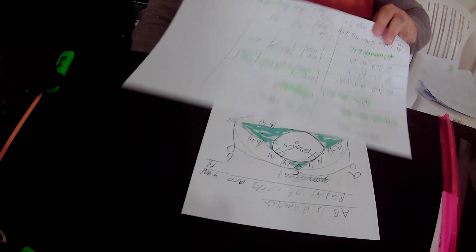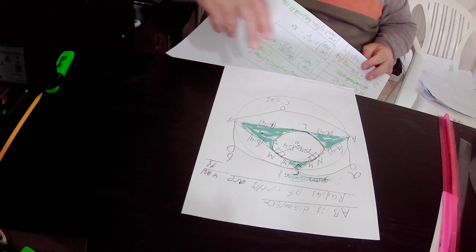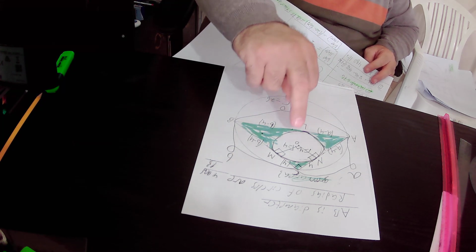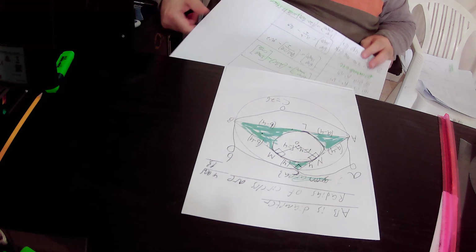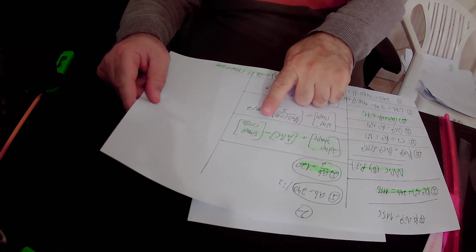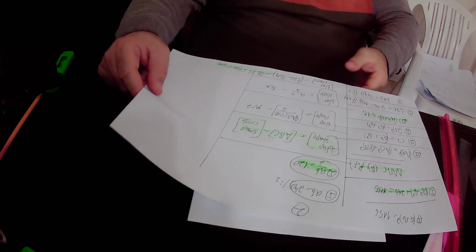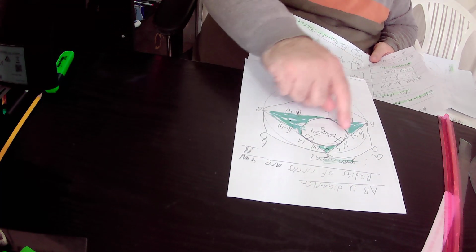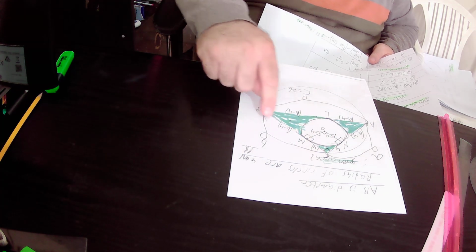Then what is the area of the blue shape? From the drawing it is very easy to see that the area of the blue shape equals the area of triangle ABC minus the area of the small circle. I'll repeat again, the area of the blue shape equals the area of triangle ABC minus the area of the small circle. And the area of triangle ABC equals the base of the triangle, that is AC, times the height, that is CB, over 2.